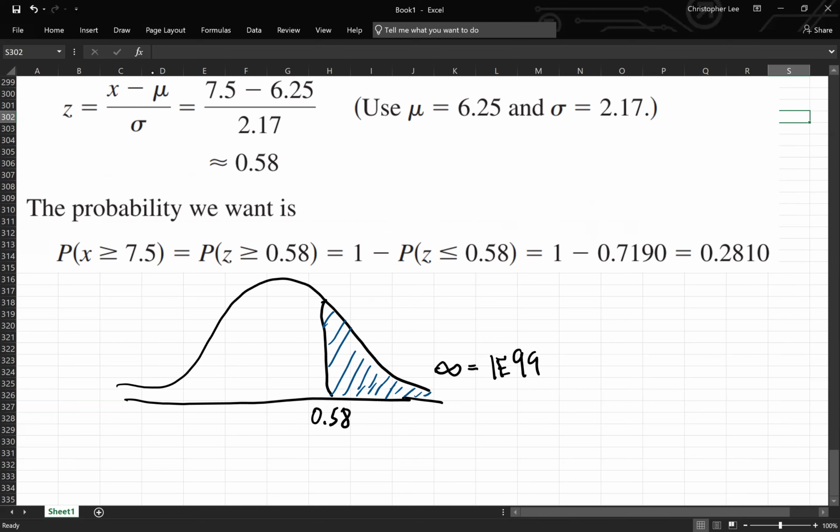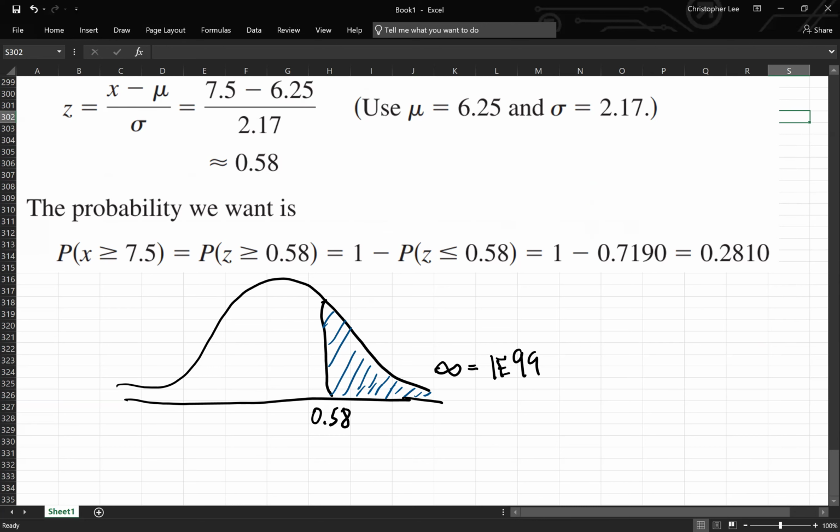Remember when we go into the calculator, go second, distribution, go across the distribution, and we go down to normal CDF. That's what we're doing here. Y'all can try it in the calculator right now if y'all want.